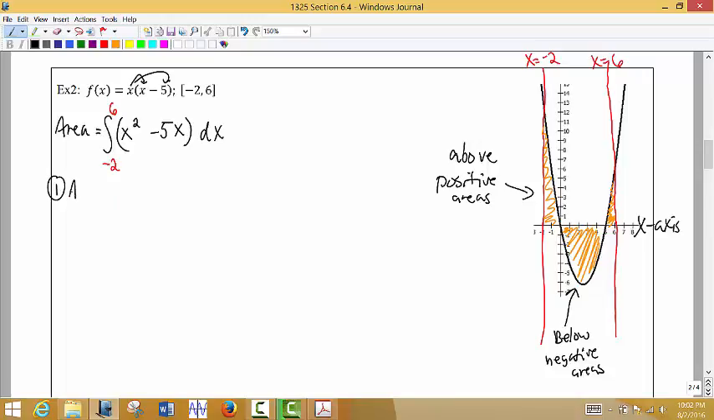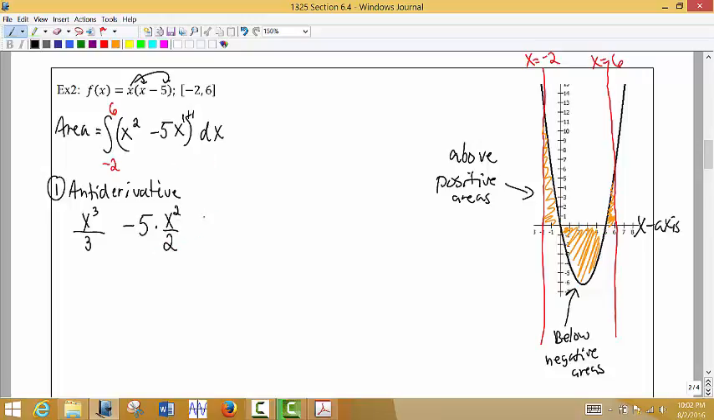Okay. So the first step is to find the antiderivative. Well, we have x squared. That's our first term. We're going to add 1 to the exponent and divide by the new exponent. So here we have -5, which is a constant, times x. All right, now our exponent is 1. So we're going to bring down the constant, add 1 to that exponent, and divide by the new exponent.